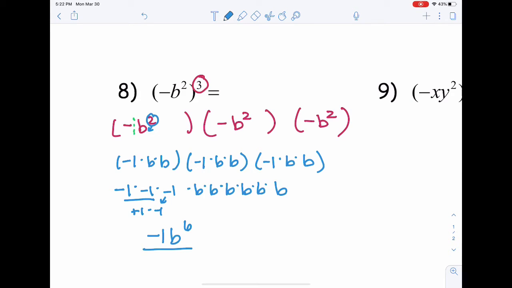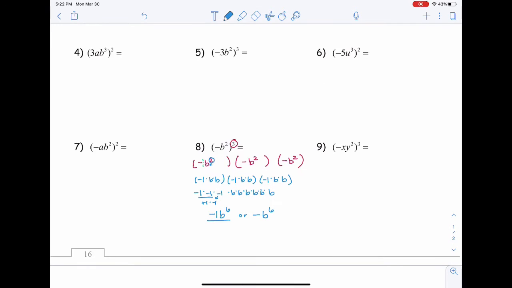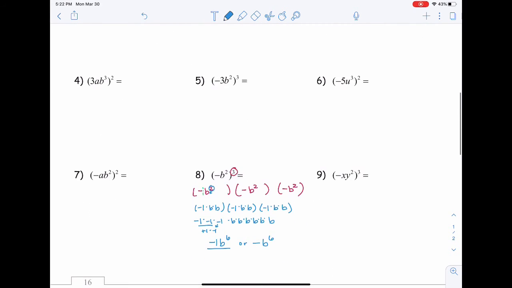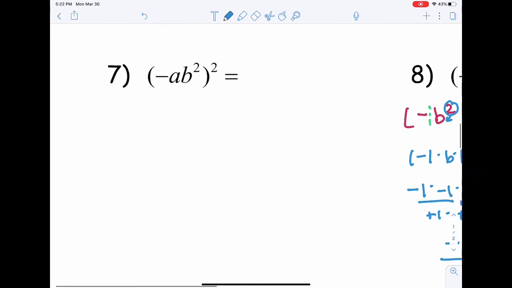So I could either write it this way, or I could just write it as negative b to the power of 6. Okay, I say let's do one more, and then we'll call it a day. Let's go ahead and do this difficult one too here. So this is number 7. This one is kind of challenging.